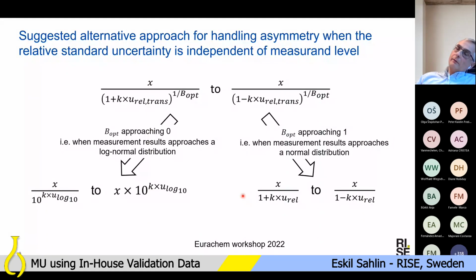If we instead have log normal distributed measurement results, this expression will give exactly the same interval as calculated using this expression here. And this is not obvious when just looking at them, but if you try this, you will find that you will get exactly the same intervals with these two expressions. And then, of course, if we have other types of distributions that are somewhere between what I call a log normal and a normal distribution, we can handle that with a proper value B.